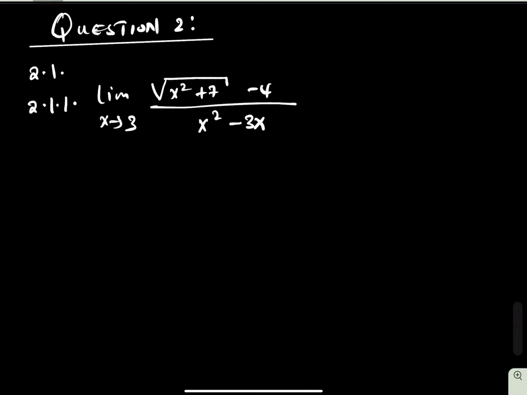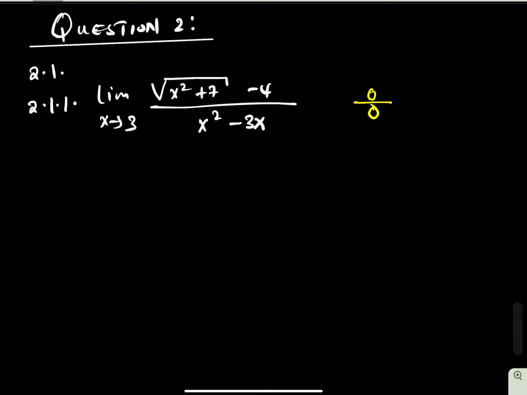So when dealing with limits, the first thing we're going to do is take this approach and substitute it in the position of x and see what we get. If we get a value, then it's our bonus. 3 squared is going to be 9 plus 7. It gives you 16 under the square root. That is 4 minus 4. So that is going to give you 0 over. If you put a 3 here, it's going to also give you 0 over 0.